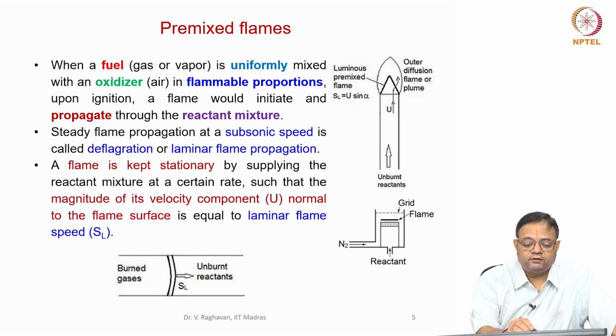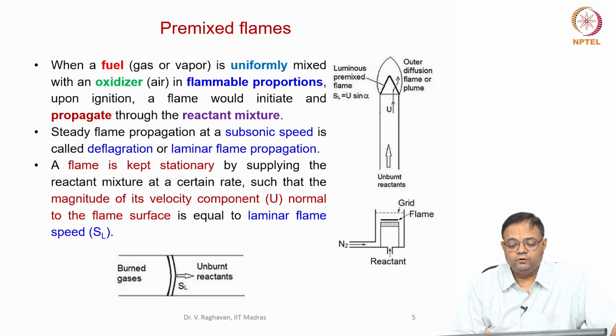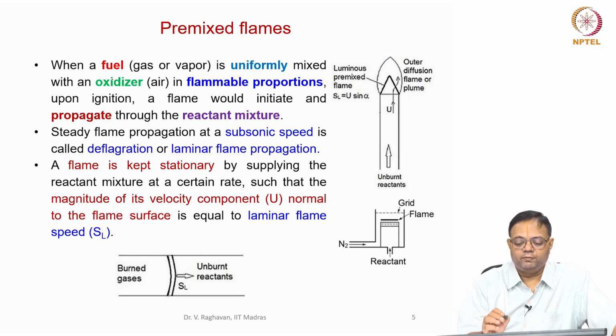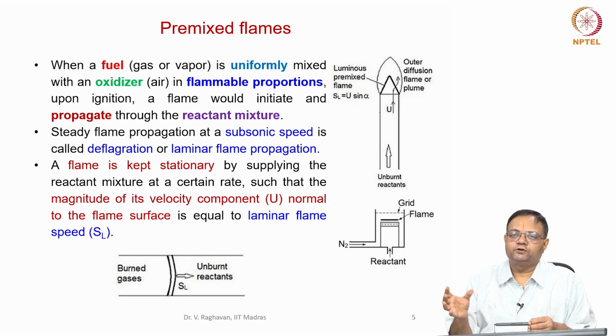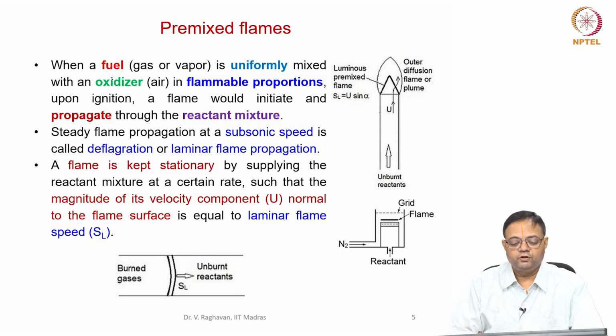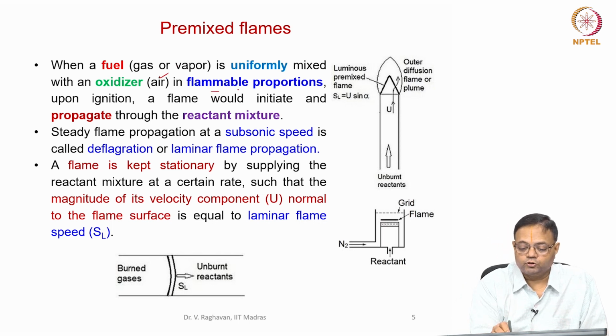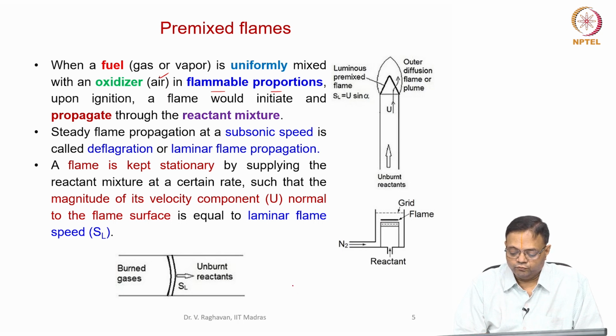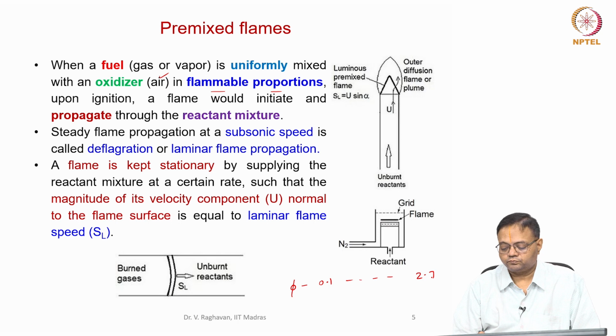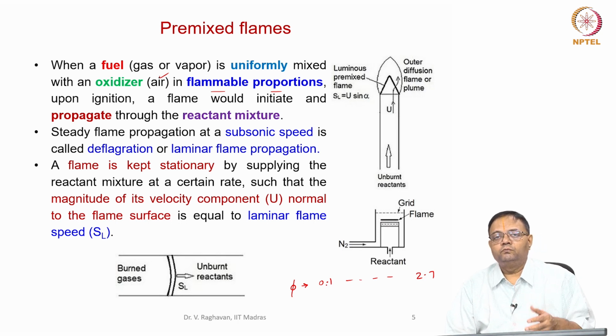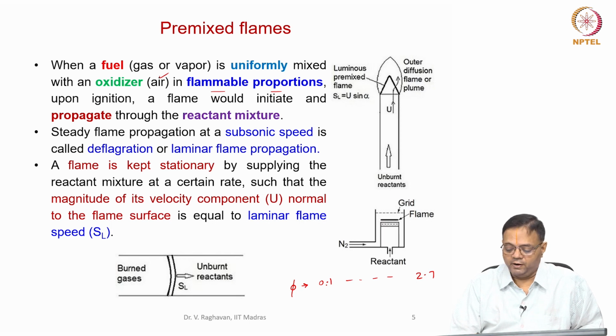First, there is a fuel, which can be a gas or a vapor, which is thoroughly mixed, uniformly mixed, that is, if you measure the concentration at any location, it is the same. So, uniformly mixed with an oxidizer, usually air, but this mixture should be in flammable proportion. As I told you, when you say equivalence ratio, it varies, say, from 0.1 to say 2.7. Now, when I have an equivalence ratio of 0.1, the mixture may not be ignited.